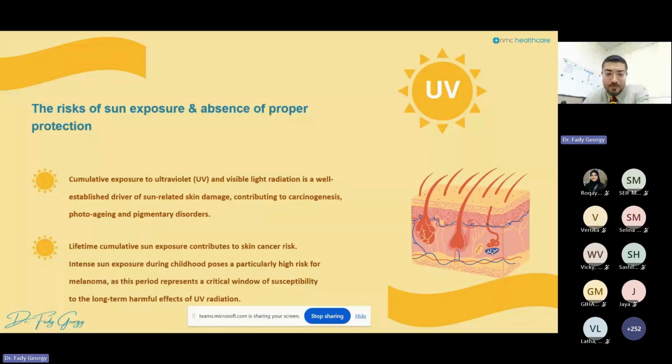Lifetime cumulative sun exposure contributes to skin cancer risk. Intense sun exposure during childhood poses a particularly high risk for melanoma, as this period represents a critical window of susceptibility to the long-term harmful effects of UV radiation.